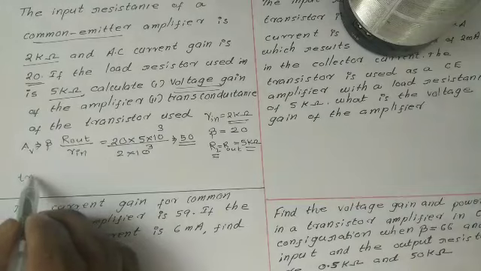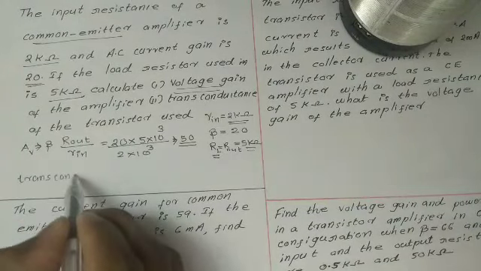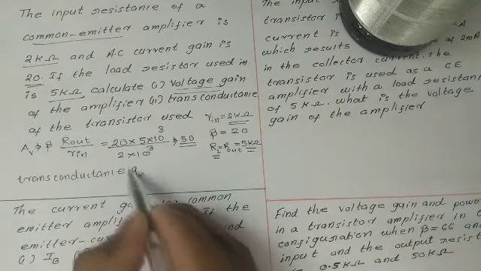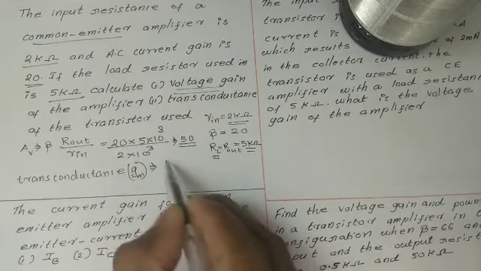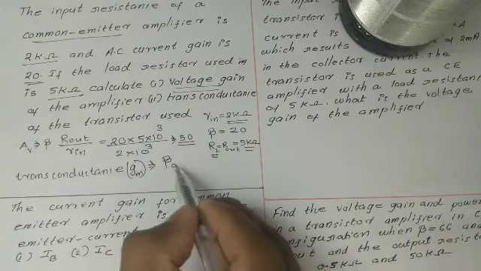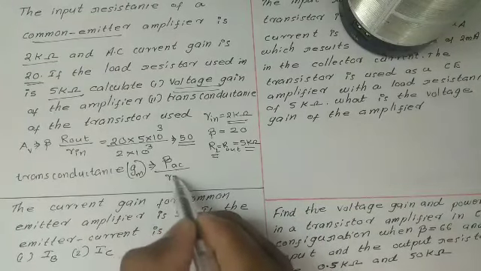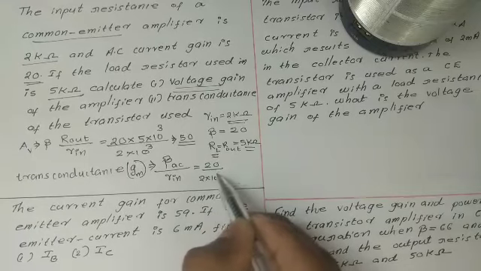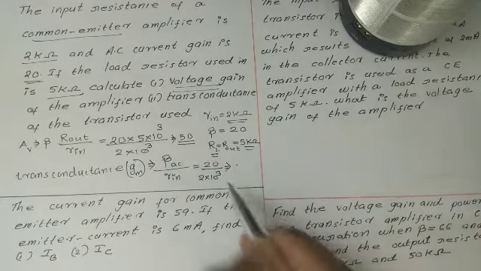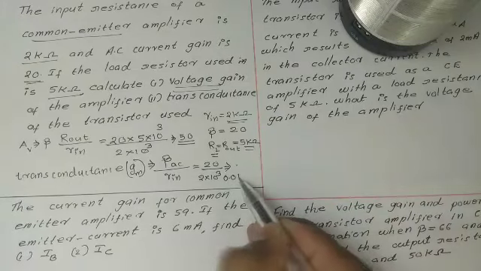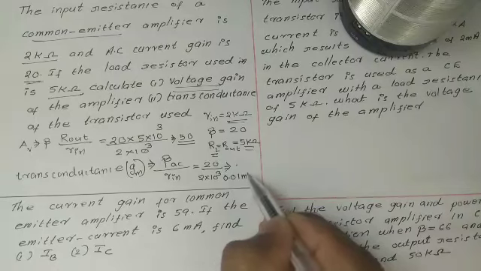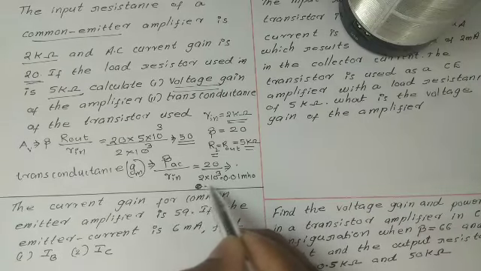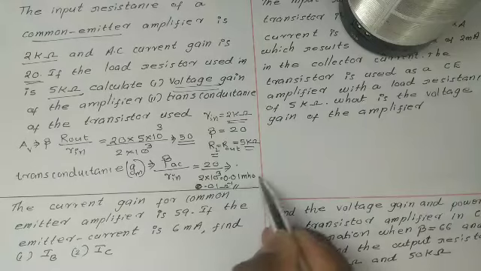Then next one, transconductance. Transconductance GM equal to beta AC divided by input resistance. So here beta equal to 20, input resistance equal to 2 into 10 raised to 3. So we get 0.01 ohm raised to minus 1.